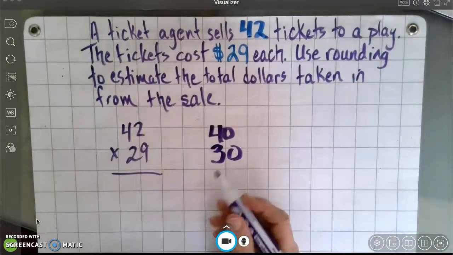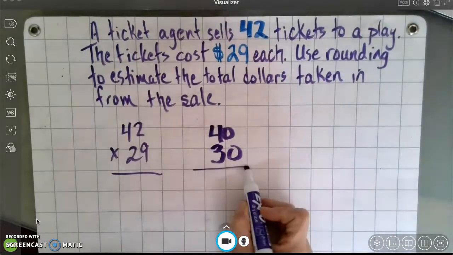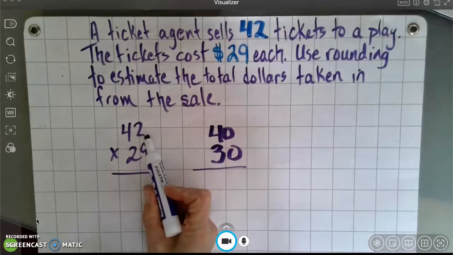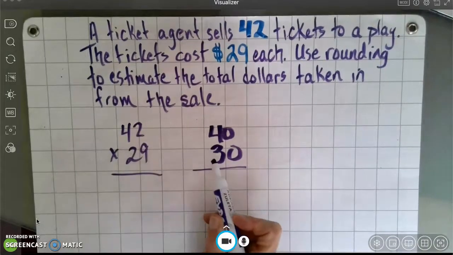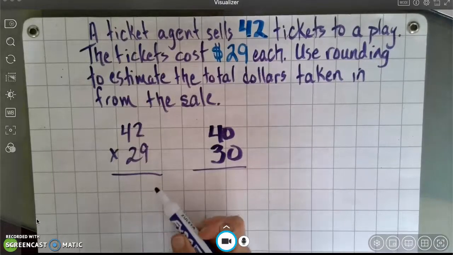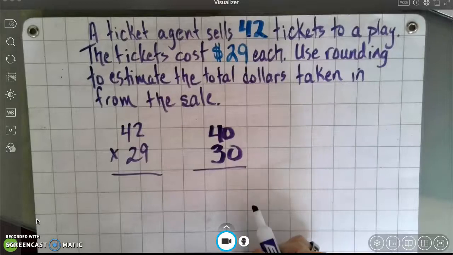It's just another way to think about it. Another way is 42 is really closer to 40, not 50, and 29 is closer to 30 and not 20. So these are literally the nearest multiples of 10 so that I can figure out. So now I can multiply.